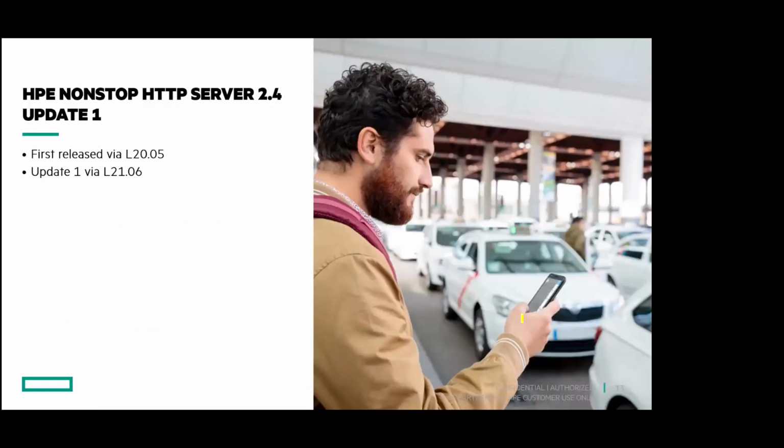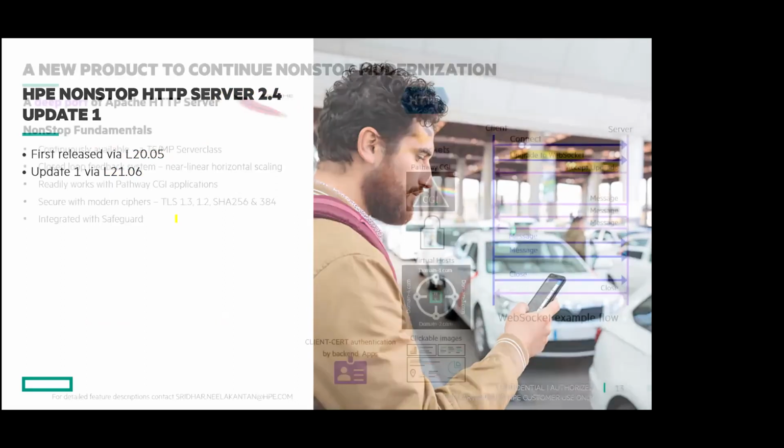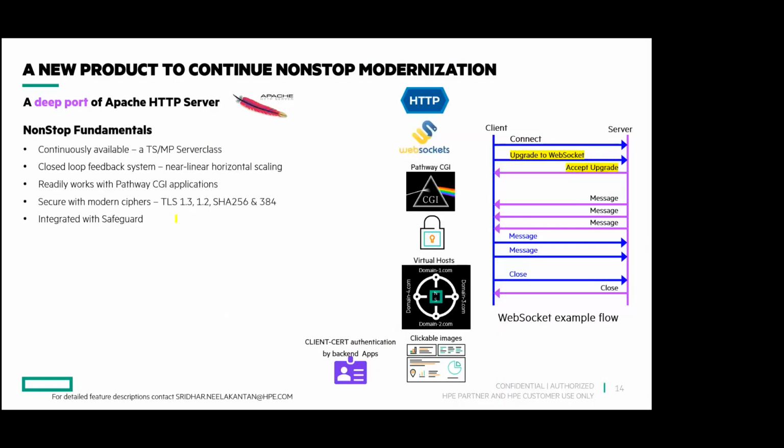Next product we'll take up is NonStop HTTP server 2.4 update 1. It was released last year as server 2.4, and this year L2106 actually brought update 1. So there's one slide I wanted to show where I try to capture all the important features of this HTTP server, but a lot of features are there. And I had done a 1-hour tech talk in August 2020 on just the NSHTTP web server. So those slides are there. Anybody email me and I can send those slides.